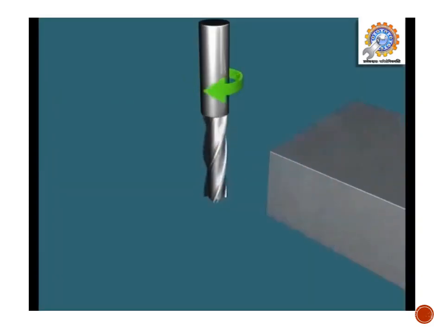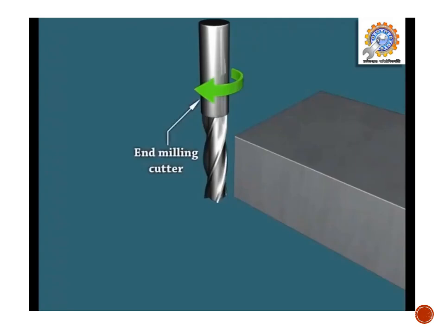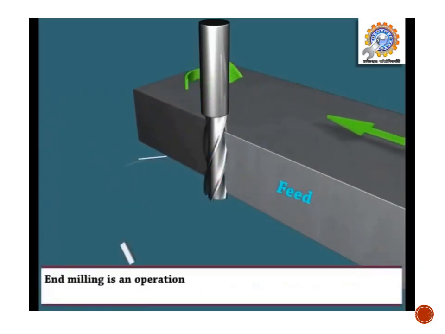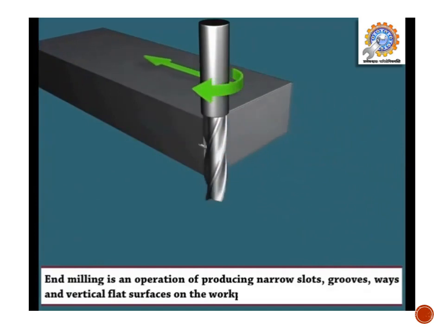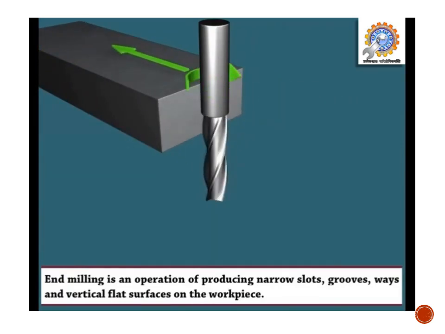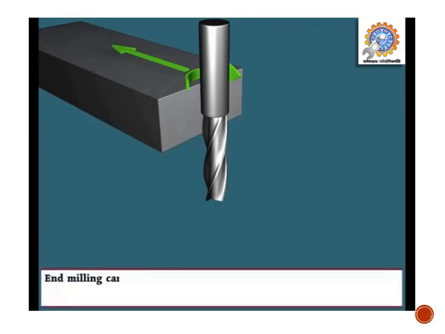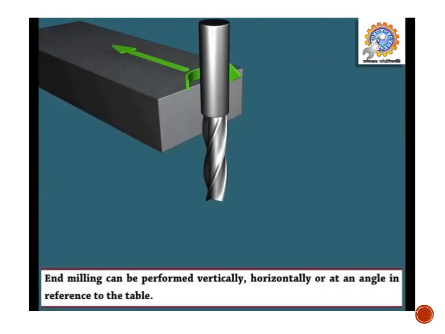Now coming to the end milling operation. This is performed in a vertical milling machine. An end milling cutter will be used. For feeding, the workpiece will be kept, and from the periphery of the workpiece, the material will be removed in the form of fine chips. Due to this, a flat surface is obtained on the side of the workpiece. End milling can be performed vertically, horizontally, or at an angle in reference to the table.